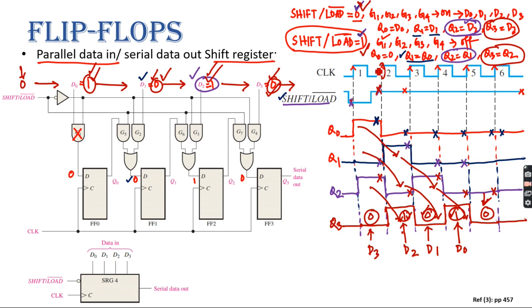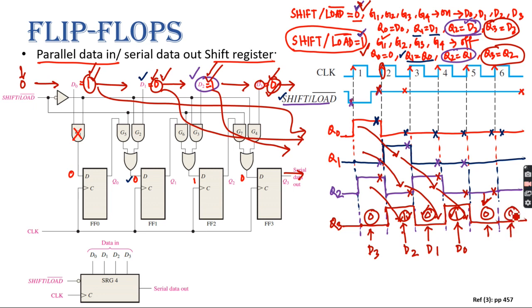Yes, so in the first pulse, whatever is D3 will come as output. Then in the second pulse, this will come as output. And in the third pulse, this will come as output. And in the fourth pulse, it will come as output. And after that, there is no data, so you will always see 0 after 4 pulses. You got my point, right? Yes, sir.